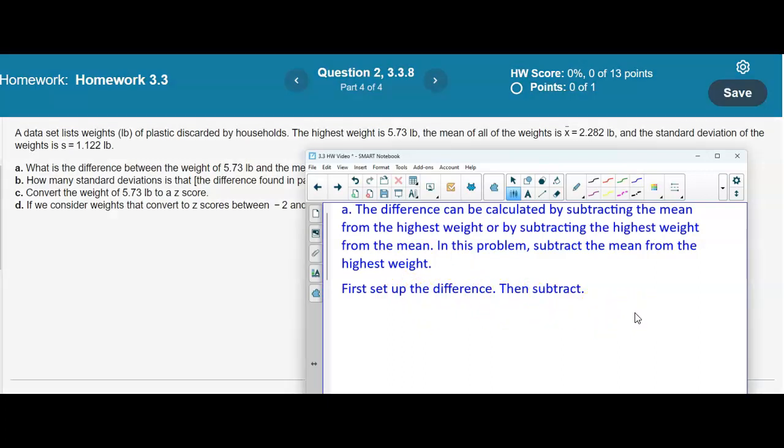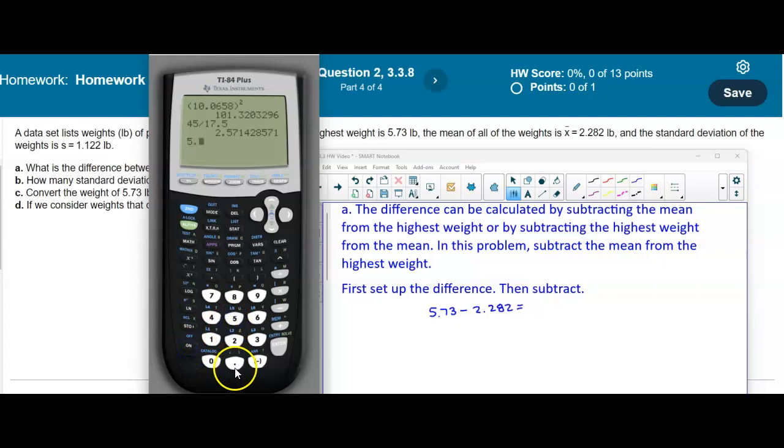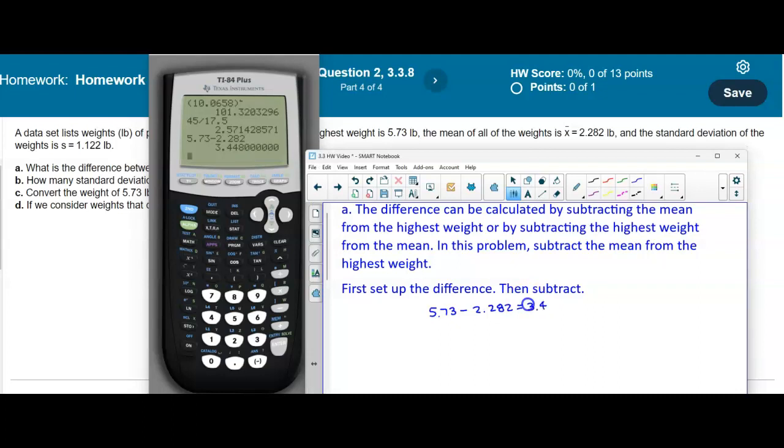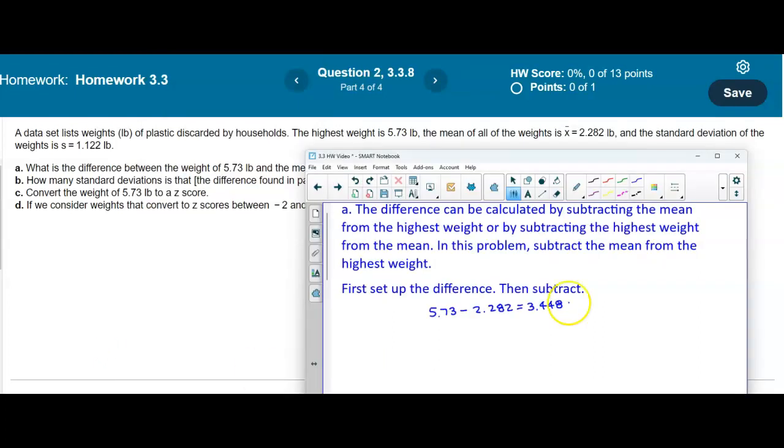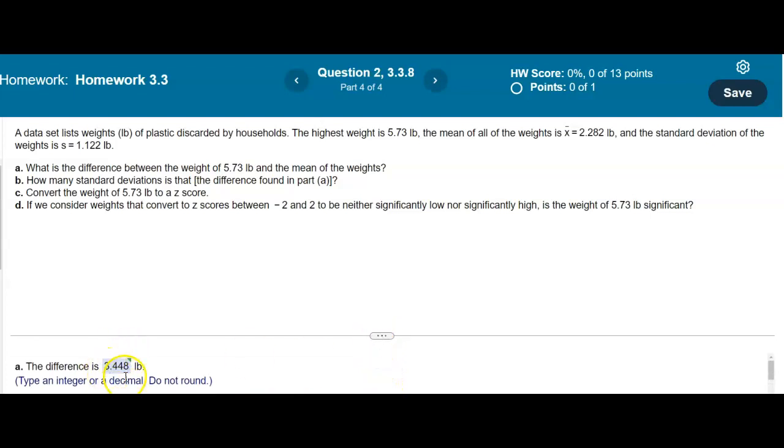So we know that we have the highest weight, which is 5.73. And then we're going to subtract the mean of 2.282. Now keep in mind we got to make sure that we add a 0 to this decimal place, but using our calculator, if we take 5.73, subtract 2.282, then we get 3.448. So that represents 3.448 pounds. So therefore the answer for part A is 3.448.